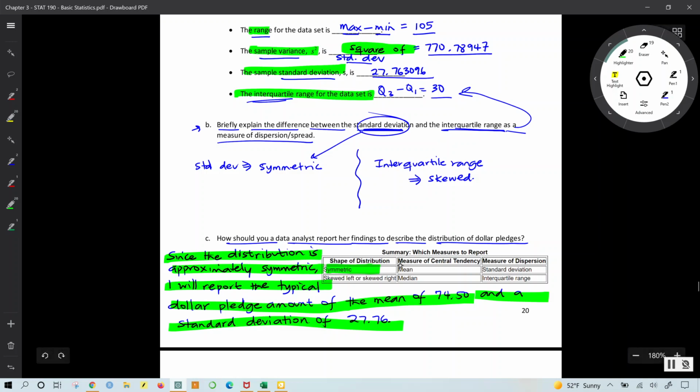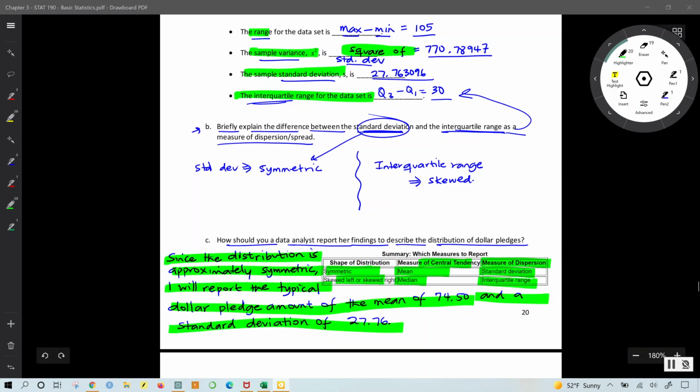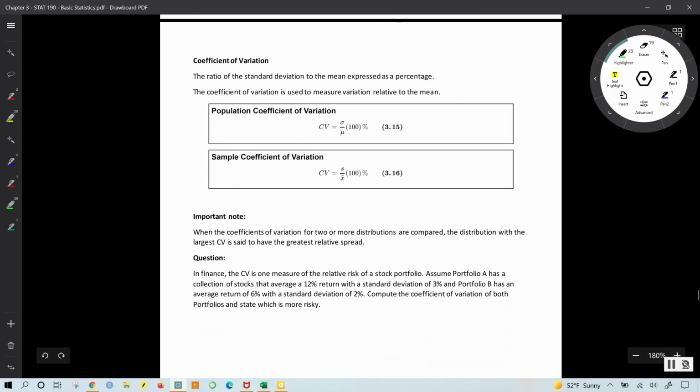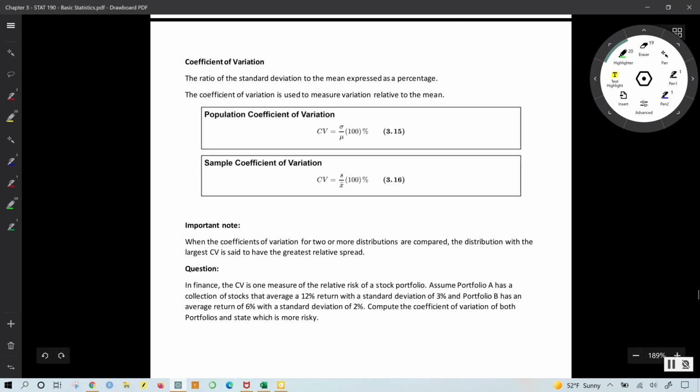This table summarizes the idea of what we're talking about. If the distribution is symmetric, we report the mean as the central tendency measure and the standard deviation as a measure of dispersion. If it is skewed, we use the median as the measure of central tendency and the interquartile range as the measure of dispersion. We now proceed to another type of measure of variation, and that is coefficient of variation.